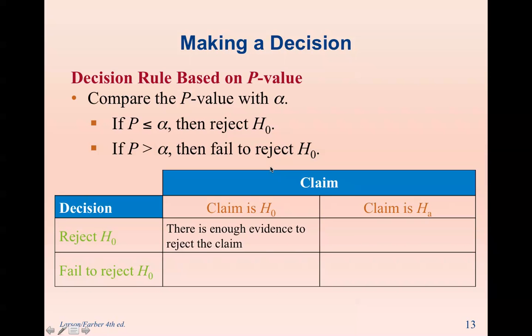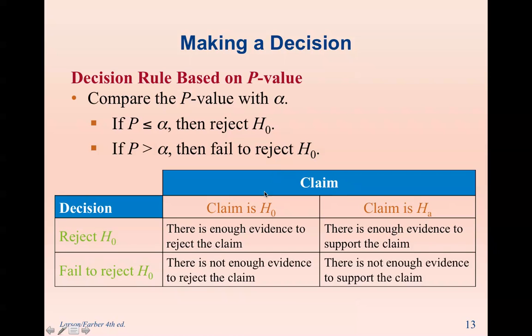All right, so if we look at these claims down here, if we reject the null hypothesis, there is enough evidence to reject the claim. There's enough evidence to support the claim for the alternative if we reject this one, because if we reject one, the other one must be true. So what if we fail to reject H naught? That means there is not enough evidence to reject the claim. That also means there is enough evidence to support the claim.